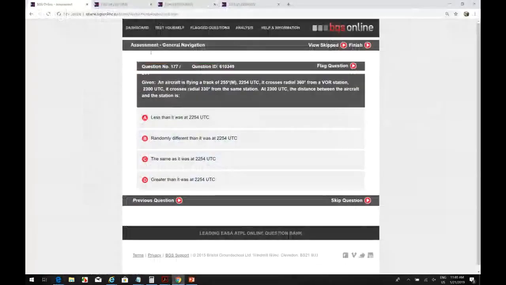An aircraft is flying a track of 255 magnetic, which is just south of west. Gosh, I can't stand these stupid questions.